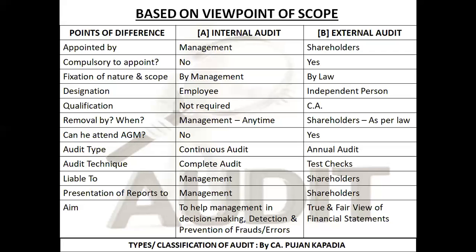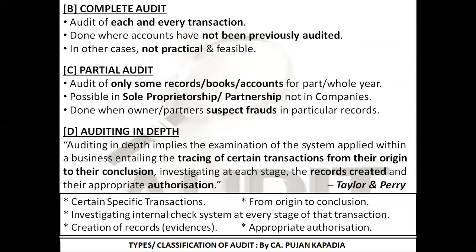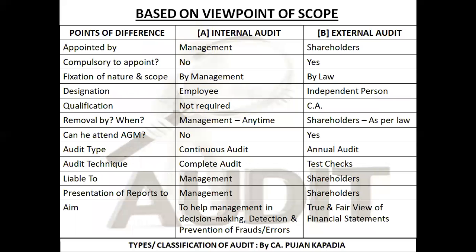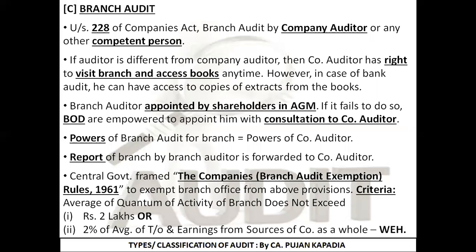So by now today we have covered two basic classifications. First was on the basis of continuity, under which we had already seen continuous audit, and today we covered complete audit, partial audit, and auditing in depth. As I have told you, auditing in depth is one of the important answers from the viewpoint of the exam, so I request you to prepare it in a wonderful manner. And then we started with the topic of the basis of classification from the viewpoint of scope, that is, what is your area of work. Basically, internal audit and external audit is what I have taught you today. In the next lecture, we are going to start with branch audit.